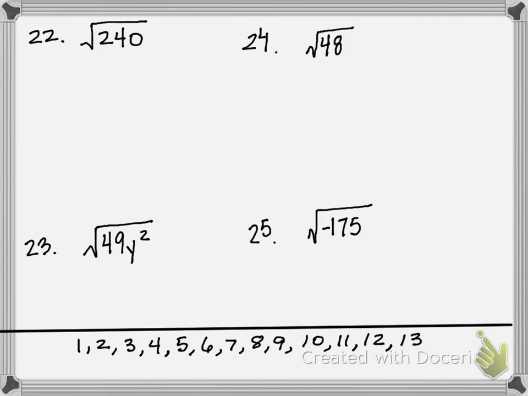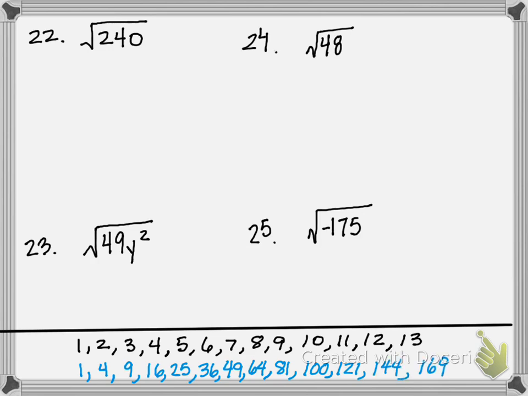I'll go out to 13, and then just square each of the numbers. So 1 squared would just be 1, 2 squared is 4, 3 squared is 9, 16, 25, 36, 49, 64, 81, 100, 121, 144, and 169. You can keep going, but I do notice that none of my numbers really go too high, so this list should do us some good.